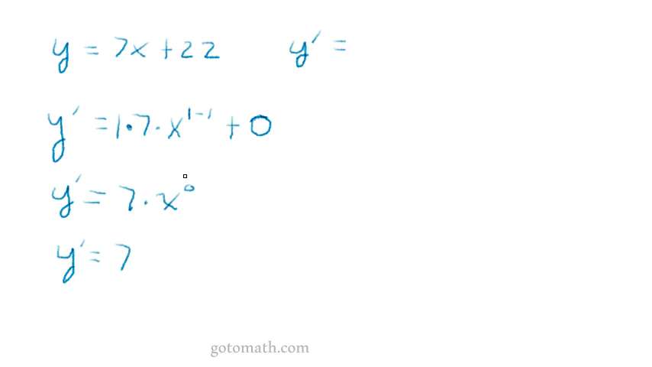So we talked about two things here. We talked about the derivative of a constant, which is always 0, and then we talked about the power rule. The power rule says we take the power, we bring it out front, and then subtract 1 from the power, as you can see. So y prime is 7.